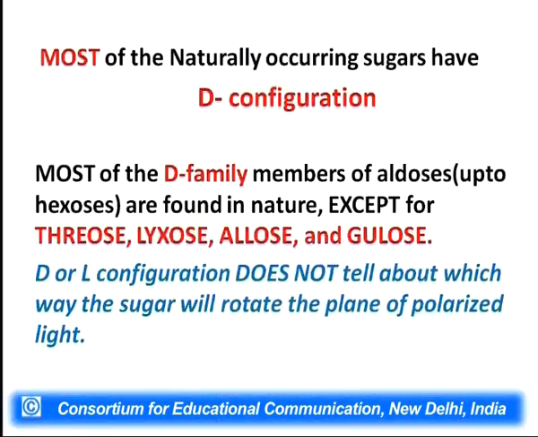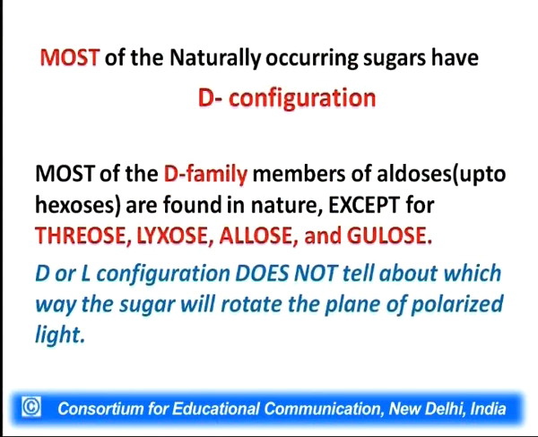Now, we have also discussed in my previous lecture that most of the naturally occurring sugars have D configuration. So what we mean by saying D configuration here is that the highest numbered asymmetric carbon has OH on the right hand side when it is compared to glyceraldehyde, which is taken as an arbitrary standard.